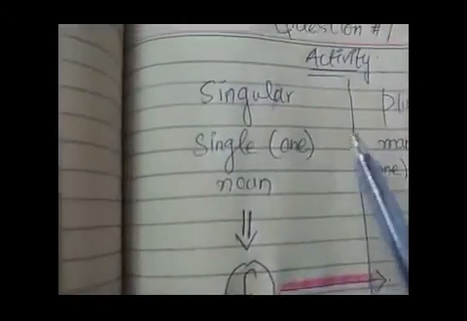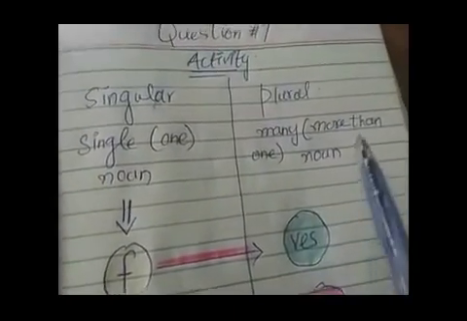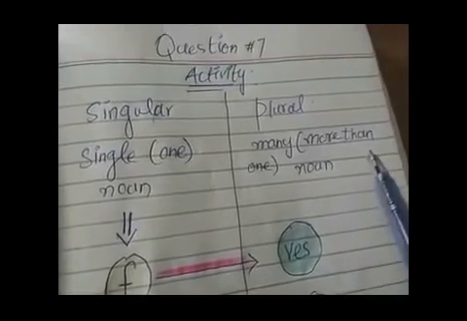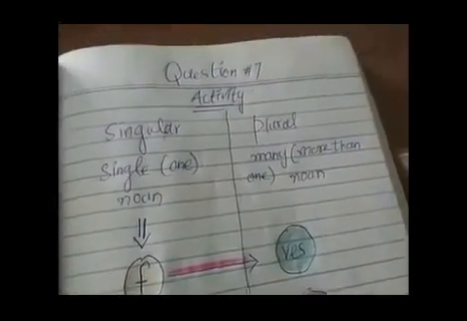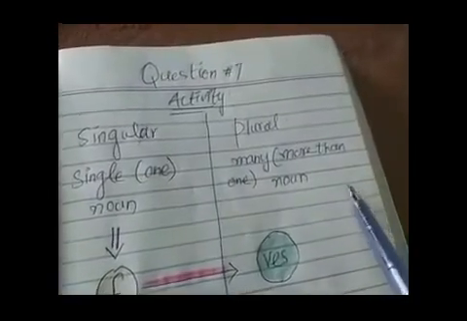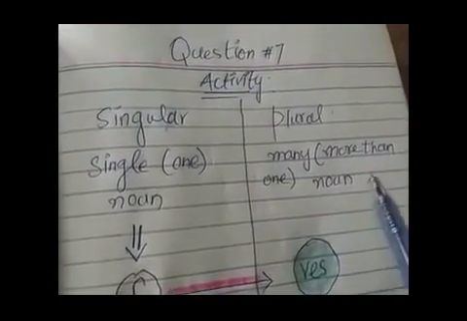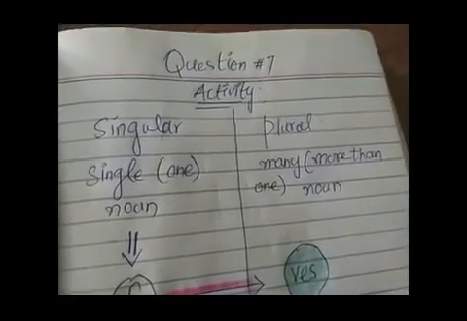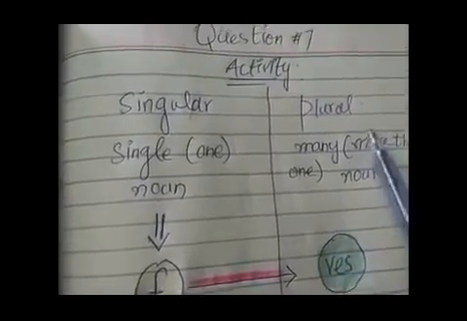Then you have to write that singular means single, one noun, and plural means many, more than one. In plural, more than one means it can be 2, 3, 4, or maybe more than that, but it should be countable. Plural means more than one. If it is not one, it is more than one. No matter if it is 2, 3 or whatever it is, it comes in plural. So more than one or many means plural.